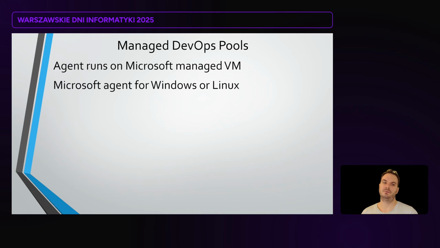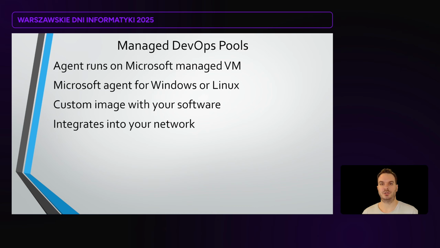So right now we have agents for Windows and Linux. So if you're using macOS, you can't use this. But you can also use your custom image. And this allows you to install whatever software you need. And then when you create your Managed DevOps Pool, you just select your custom image. And then again, Microsoft takes care to install the agent on your image, configure it, and then run it when you execute a pipeline.